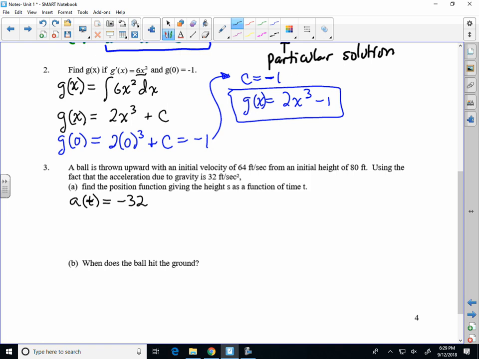All right, so I got to work my way back to position. Prior to acceleration is velocity. So I'm giving you the relationship now, but I'll explain later on why the relationship exists. So v of t is equal to the antiderivative of a of t with respect to time.